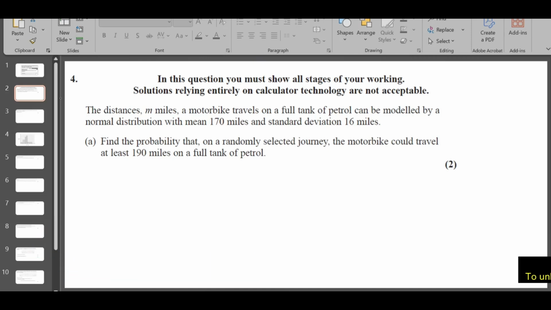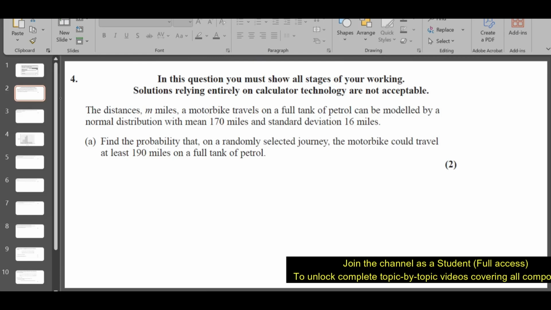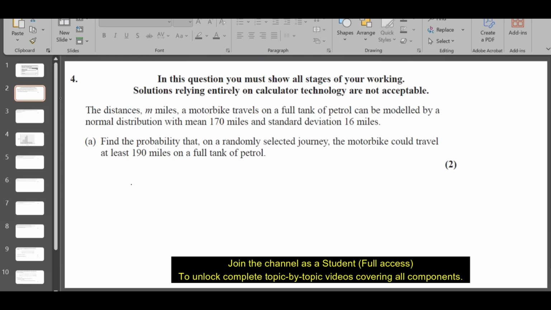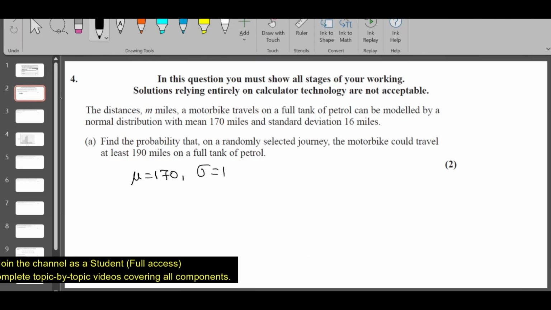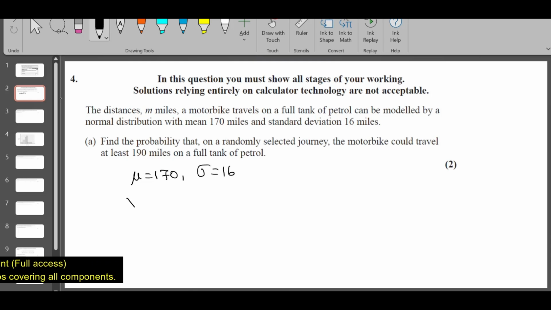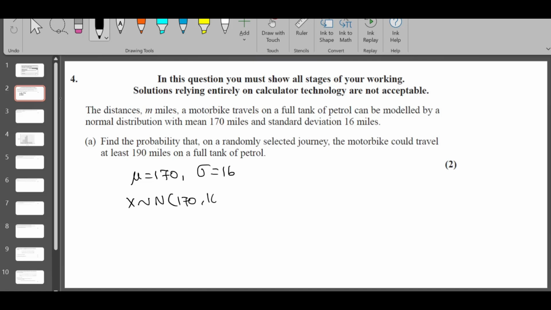The distances m miles a motorbike travels on a full tank of petrol can be modeled by a normal distribution with mean 170 and standard deviation 16. So you can write X follows normal distribution of 170 comma sigma squared. Part A: find the probability that on a randomly selected journey the motorbike could travel at least 190. At least 190 is greater than or equal to 190.